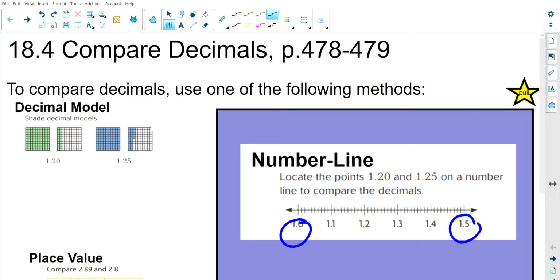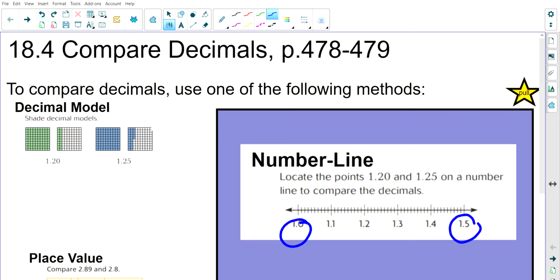So to do this, you'd have to map them on both number lines. I'm going to show you how to do this now. We'll practice reading number lines on the next screen. So 1 and 20 hundredths, I can tell that it's beyond 1.0, it's beyond 1.1, it's at 1.2.